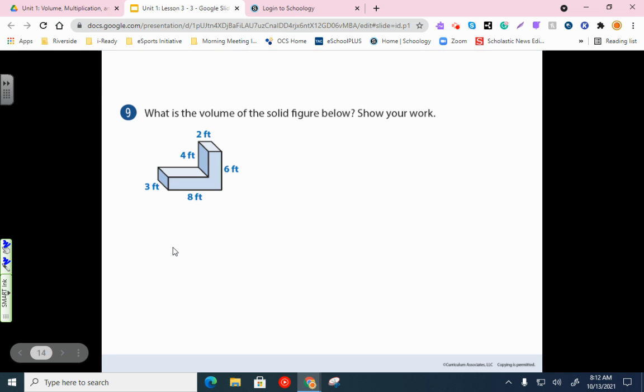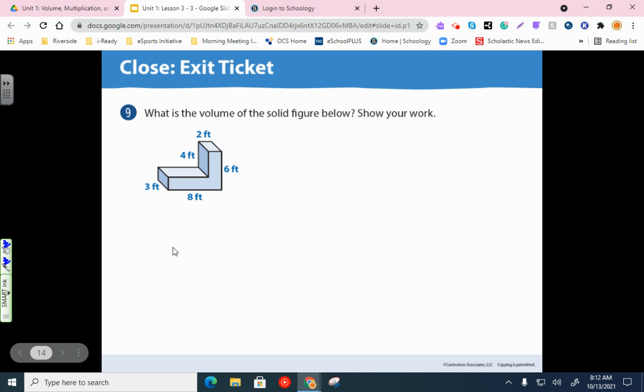And last question. What's the volume of the solid figure below? Show your work. Now this one I want to do a little different. We'll do a top and a bottom, or upper lower. In fact, let's call it upper lower instead. That's a little more. So the upper part and then the lower part.